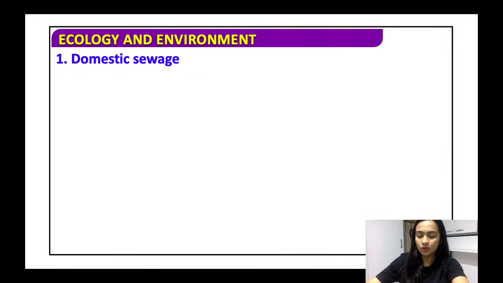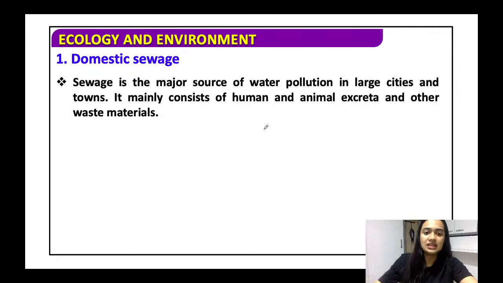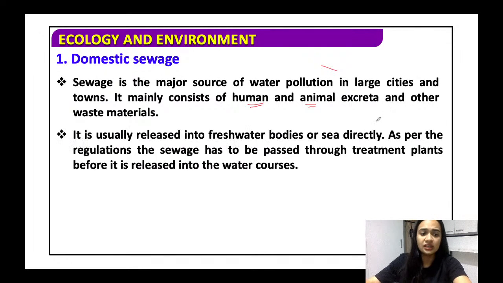What all is causing water pollution, what are the main pollutants? You have your domestic sewage. First of all, sewage is the major source of water pollution in large cities and towns. So what does sewage constitute? It mainly consists of human and animal excreta and other waste material. This is very toxic, and it is usually released into fresh water bodies or the sea directly.